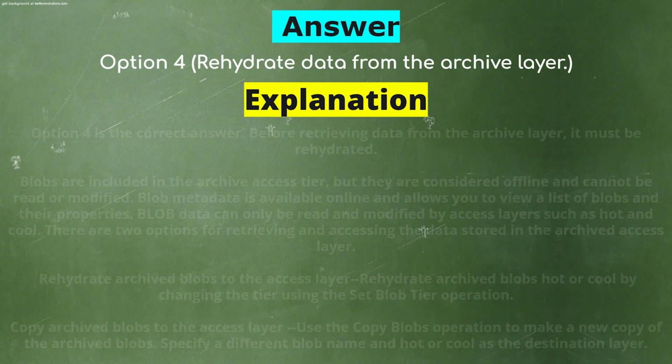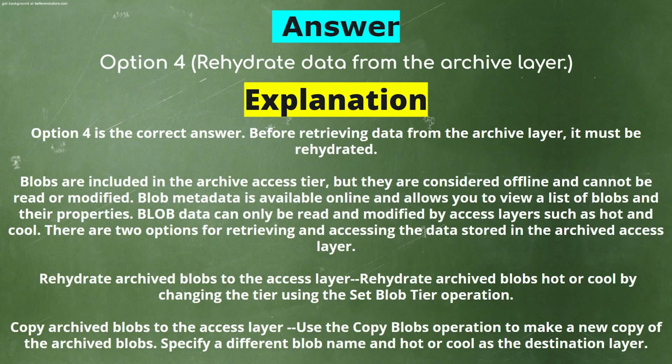Explanation. Option 4 is the correct answer. Before retrieving data from the archive layer, it must be rehydrated. Blobs are included in the archive access tier, but they are considered offline and cannot be read or modified. Blob metadata is available online and allows you to view a list of blobs and their properties. Blob data can only be read and modified by access layers such as hot and cool.